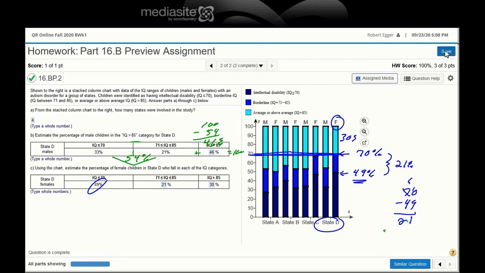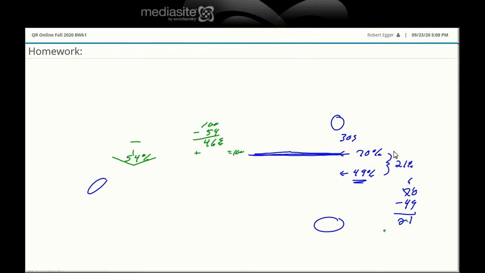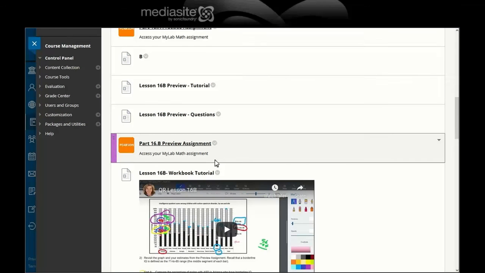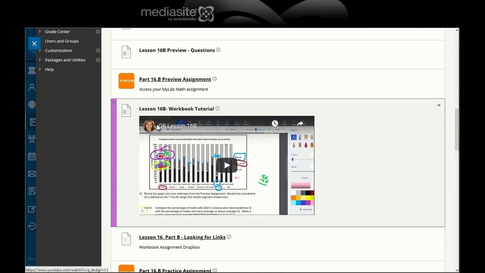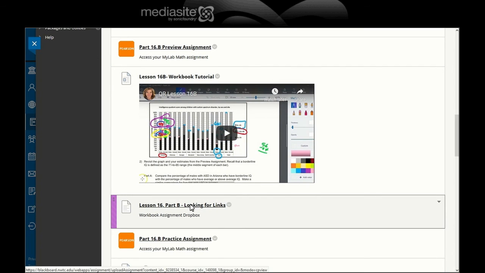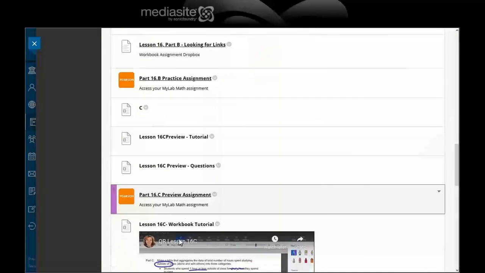And I believe that is all for lesson 16B, looking for links, which we're looking at graphs, bar graphs, and weighted averages again. So now with that completed, I'll work with Stephanie, working on the workbook, make copies of them, PDF, JPEGs, and then do the practice assignment. And I'll see you for 16C.